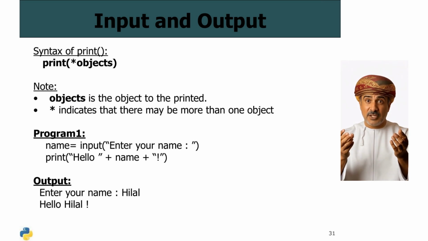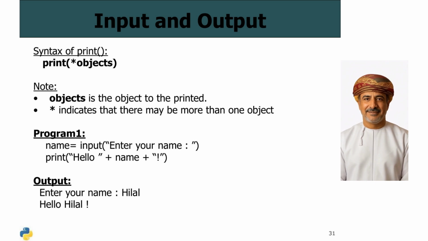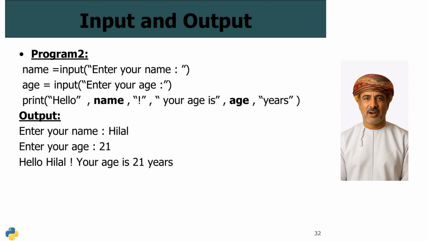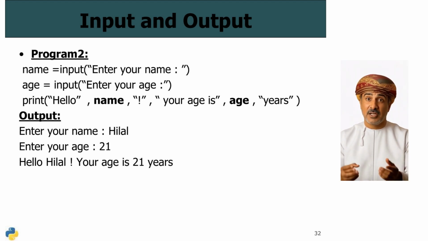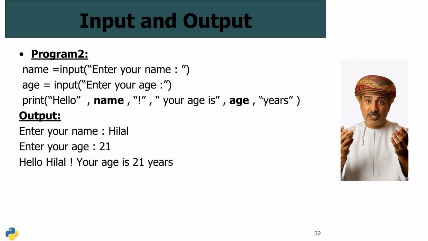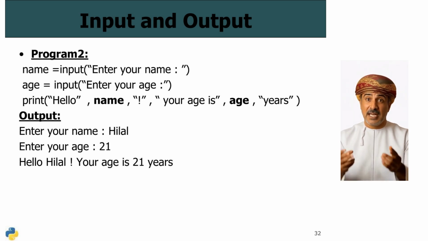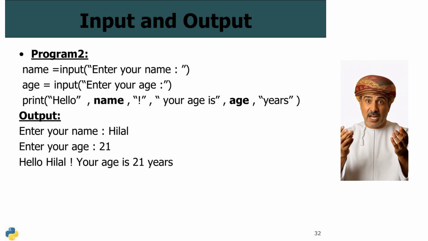For example, using name = input("Enter your name: "), followed by print("Hello " + name + "!"), results in the output: Enter your name: Halal, and Hello Halal. In this program, we prompt the user for their name and age using the input function. The print function then outputs a personalized greeting, combining the name and age inputs. This demonstrates how multiple objects can be printed in a single statement, enhancing user interaction by providing a clear and friendly message.